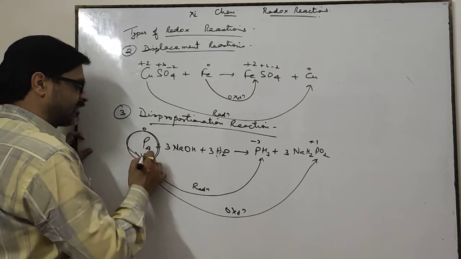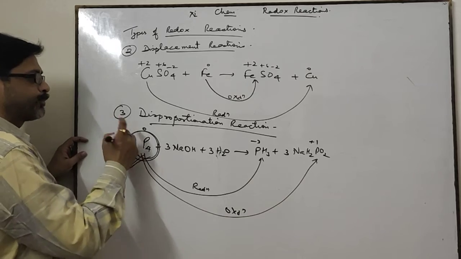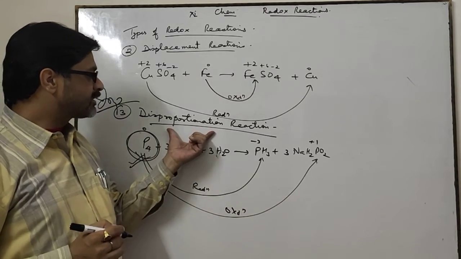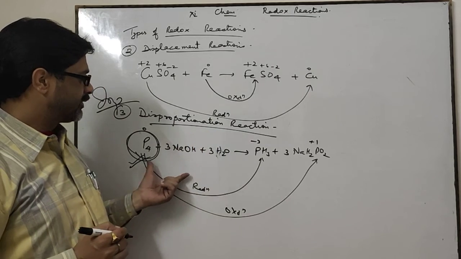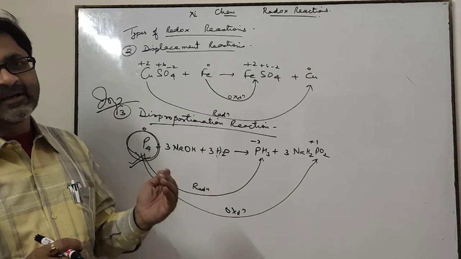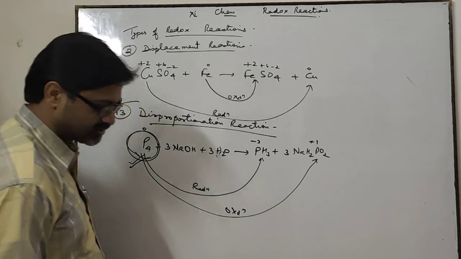The decrease and increase both take place of the same element. Hence this is called disproportionation reaction. It is a very important type of reaction. Disproportionation reaction is one in which the oxidation number of the same element decreases as well as increases. This is a type of disproportionation reaction.